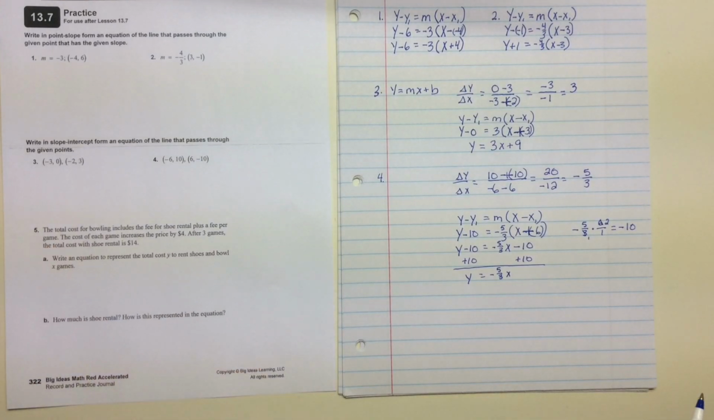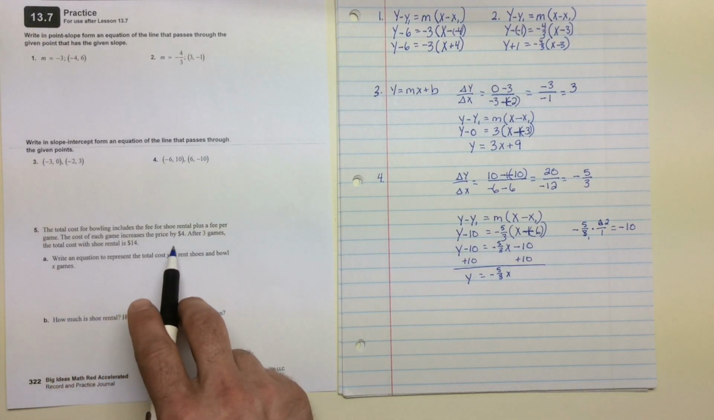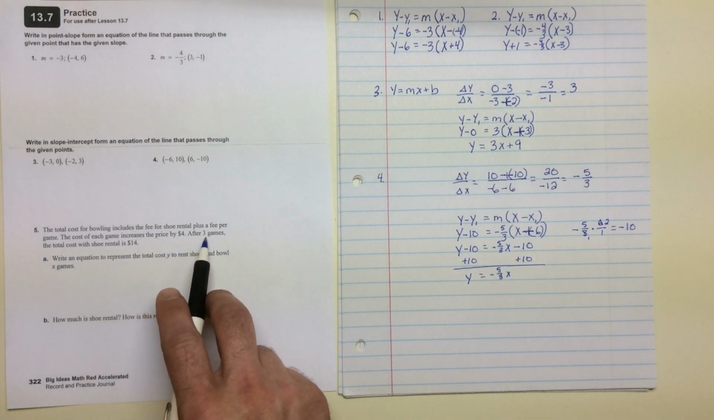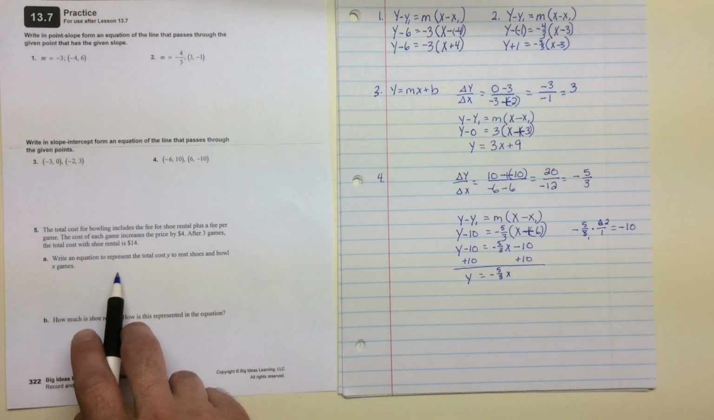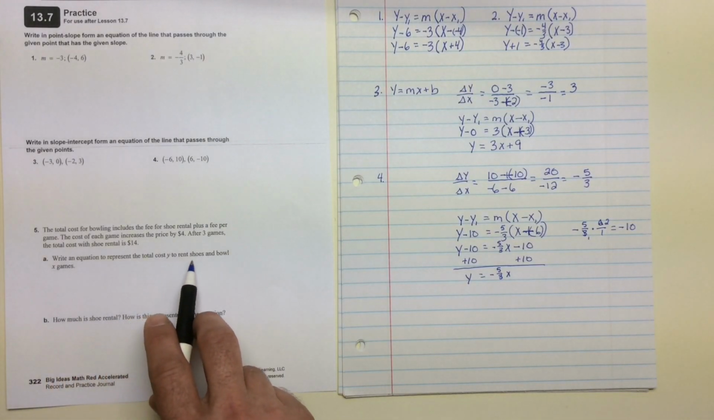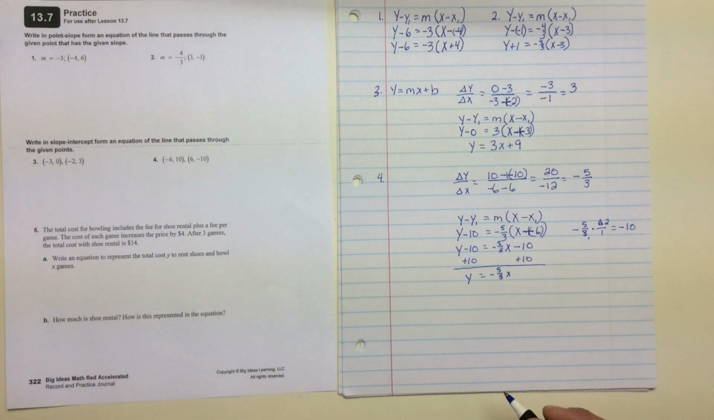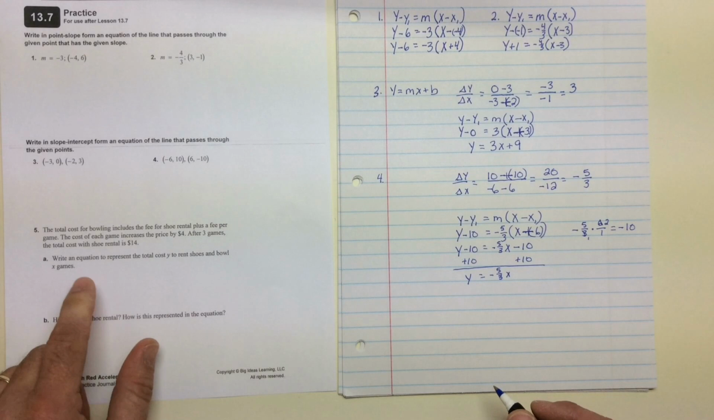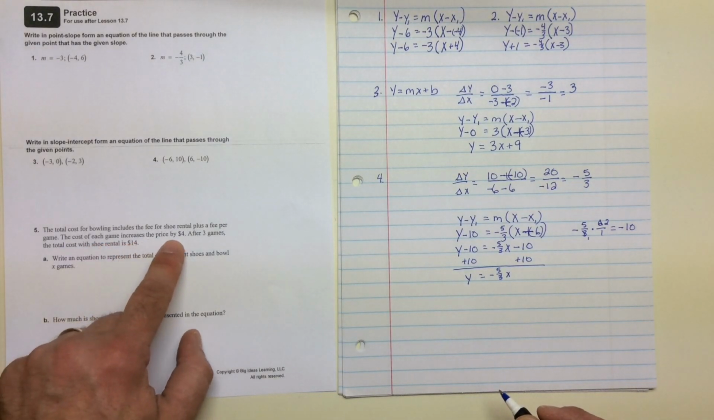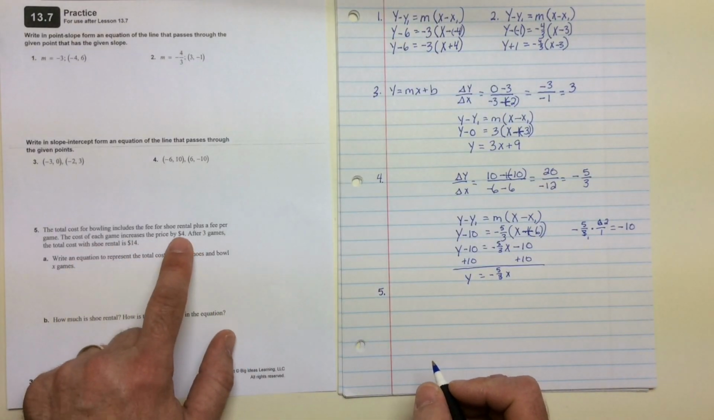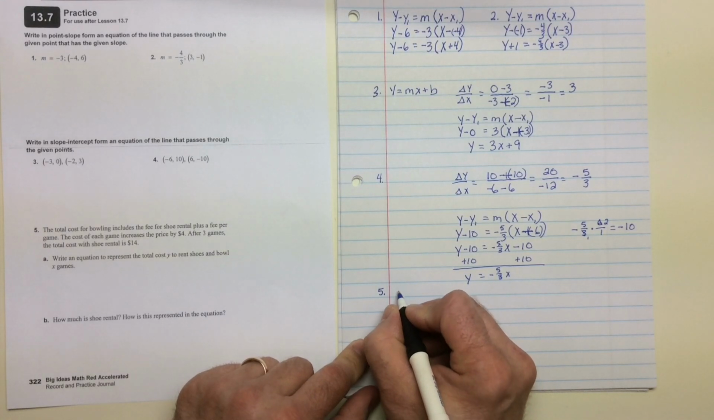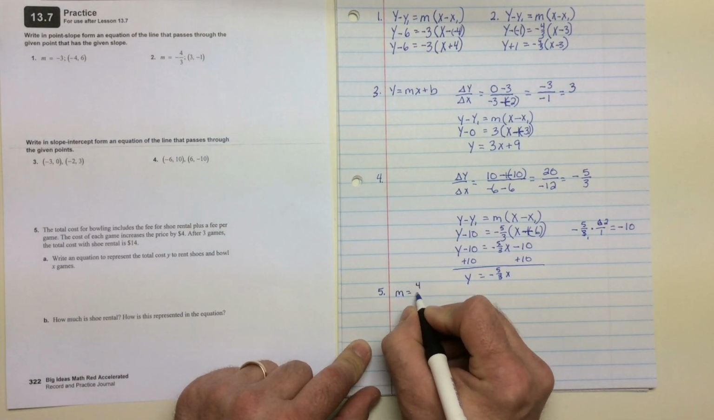The total cost for bowling includes the fee for shoe rental plus a fee per game. The cost of each game increases the price by $4. After 3 games, the total cost with shoe rental is $14. Write an equation that represents the total cost, y, to rent shoes and bowl x games. Well, the cost of each game increases the price by $4. So for number 5, that's our slope, $4 per 1 game. So m equals 4 per 1.